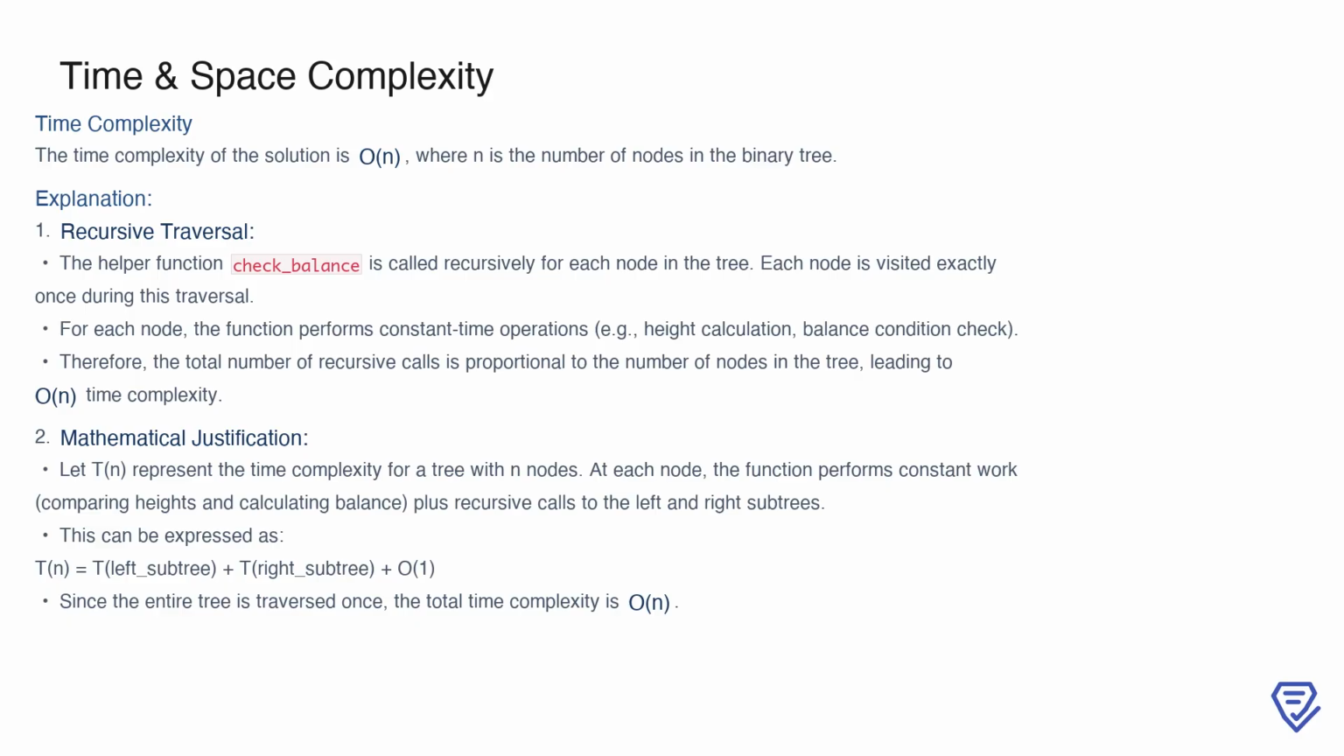To understand this mathematically, let T(n) be the time complexity for a tree with n nodes. At each node, constant work is performed, and recursive calls are made to the left and right subtrees. This can be expressed as T(n) equals T(left_subtree) plus T(right_subtree) plus O(1). Since all nodes are visited exactly once, the overall time complexity simplifies to O(n).